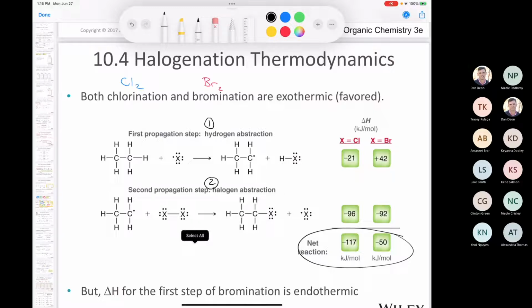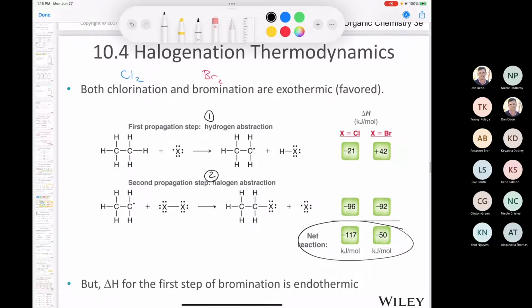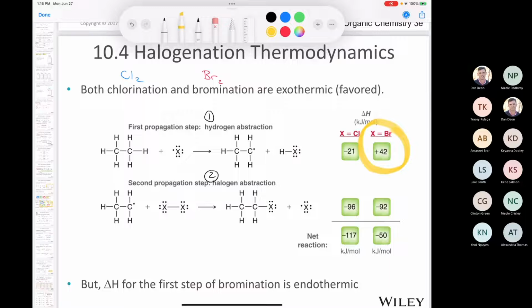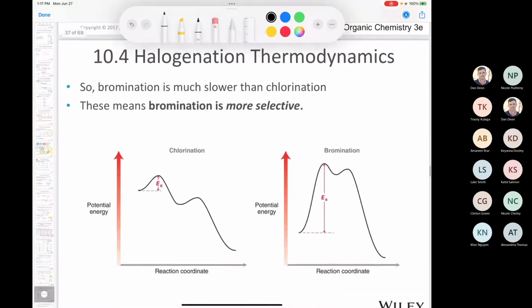However, what's the caveat? You know, in Sesame Street, that song, one is not like the other. Well, hopefully you noticed that the outlier is this number here. Everything else is negative. The only thing that's positive is the first step of bromination. The hydrogen abstraction for bromination is endothermic. And that is actually why bromination is so much more useful than chlorination. So that's what we're going to unpack now.